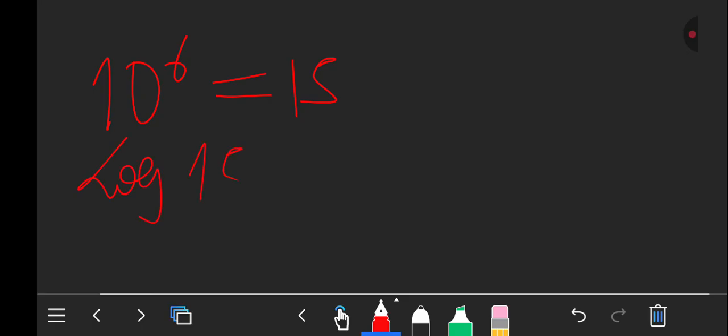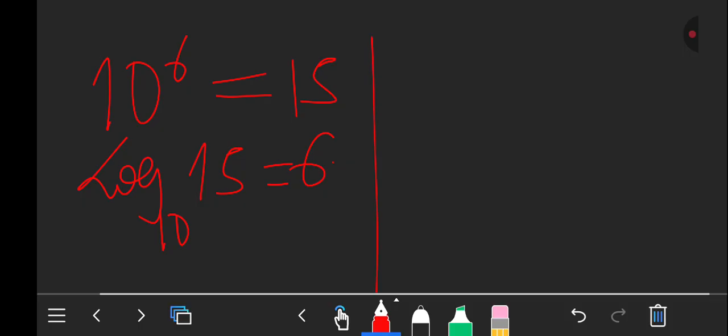Let's have another example. Let's say you've been asked to convert 10 to the power 6 is equal to 15. How can you convert this? You introduce log on 15. The base is 10 there, so it will still be the base. Then is equal to the power is what we equate to. So it's equal to 6.